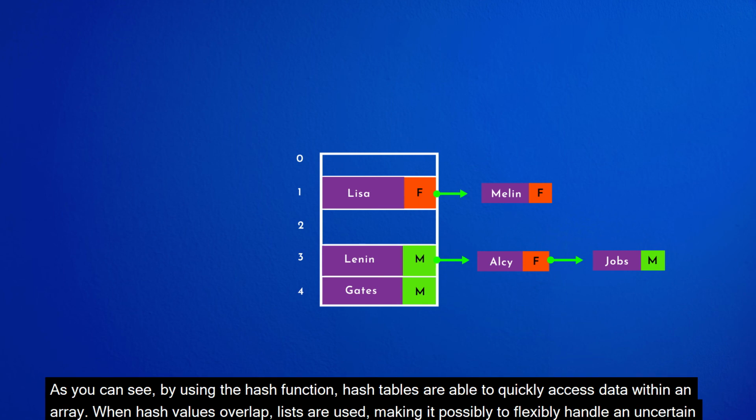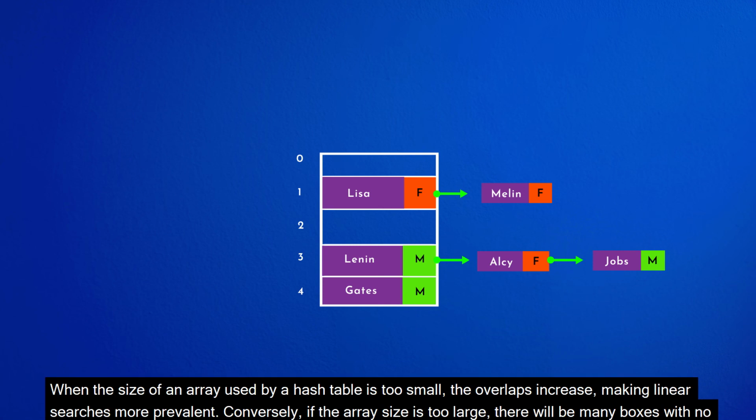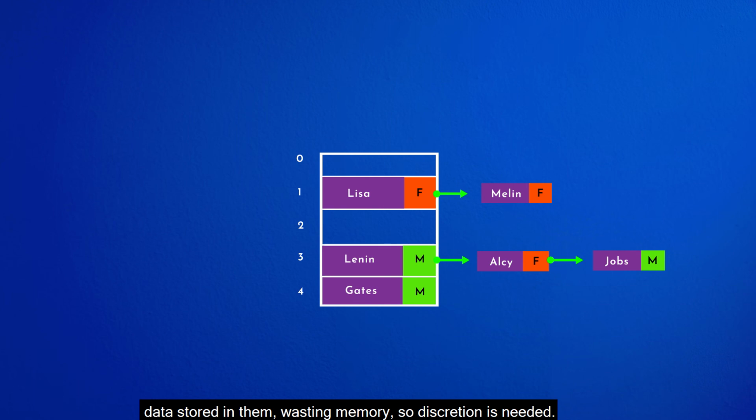As you can see, by using the hash function, hash tables are able to quickly access data within an array. When hash values overlap, lists are used, making it possible to flexibly handle an uncertain amount of data. When the size of an array used by a hash table is too small, the overlaps increase, making linear searches more prevalent. Conversely, if the array size is too large, there will be many boxes with no data stored in them, wasting memory, so discretion is needed.